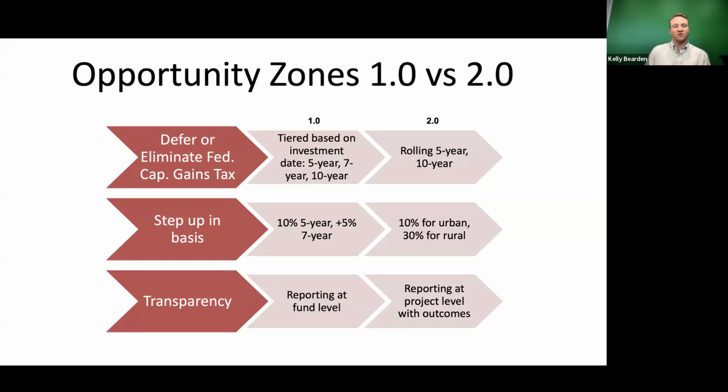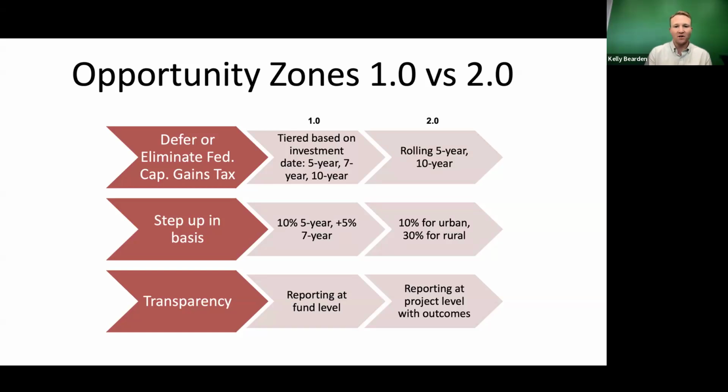So a few more differences between 1.0 and 2.0. The county will have fewer zones eligible and fewer zones that we will then be able to nominate to the state for selection and nomination to the federal government. However, the benefits are improved with those few zones. So in 1.0, you did have the deferral and elimination of federal capital gains tax.